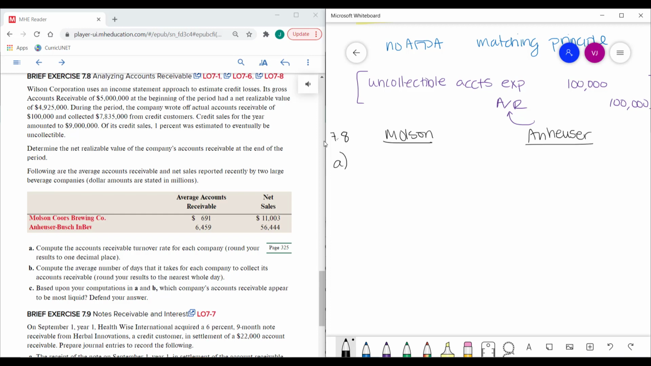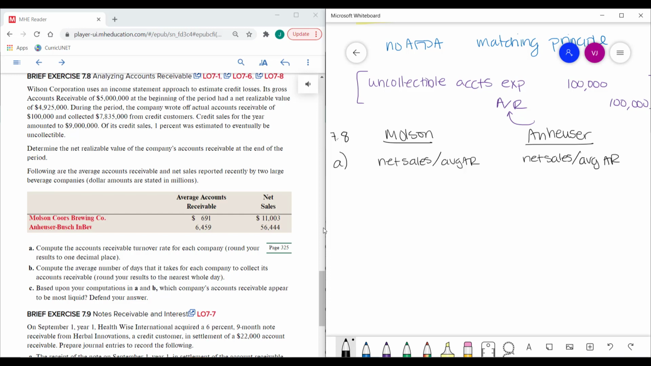Okay, so for each of them, we'll do accounts receivable turnover. How do we calculate that again? That is going to be your net sales divided by your average accounts receivable. Now here they give you the average accounts receivable. If you don't have the average, you either use the ending accounts receivable balance or find the average yourself if you're given both the beginning and ending balance.